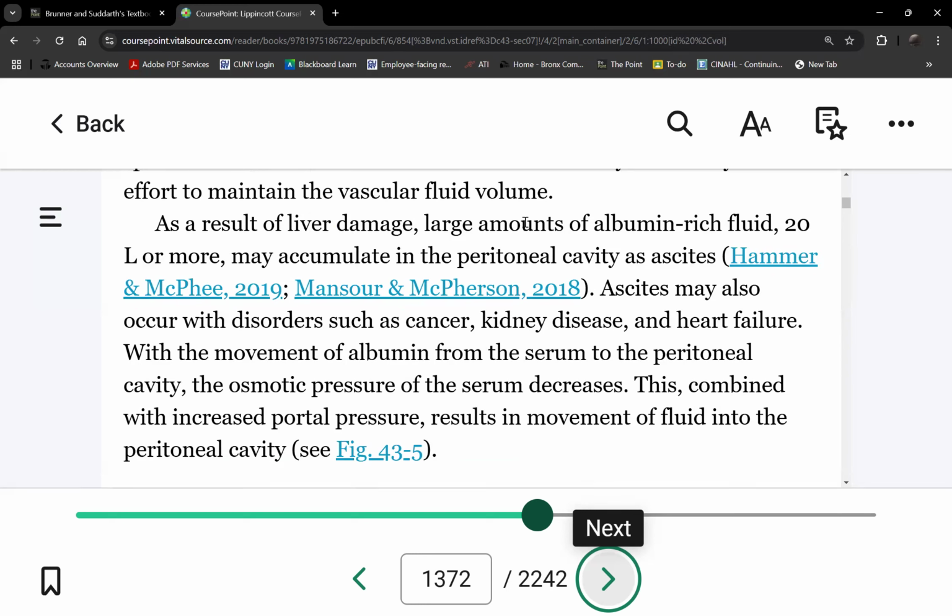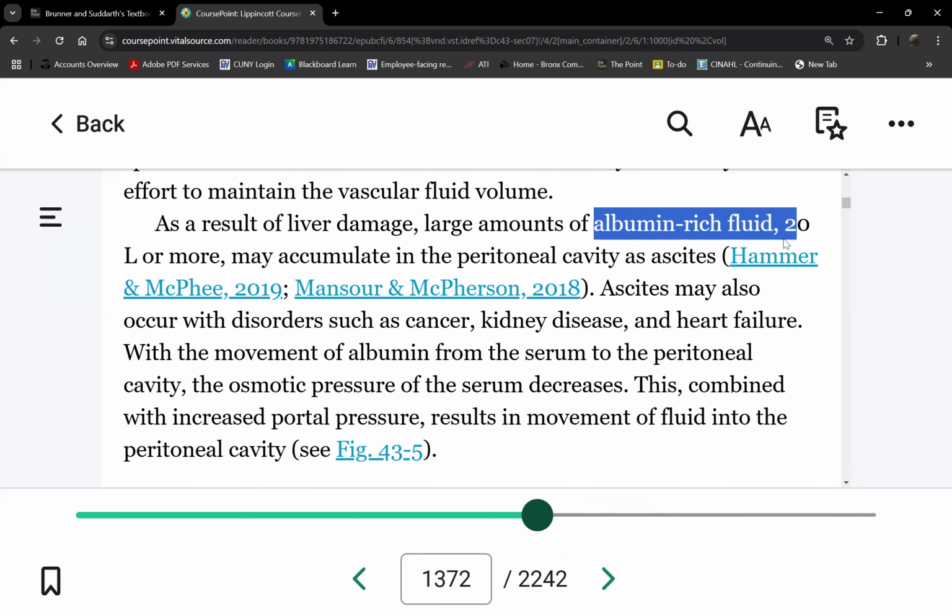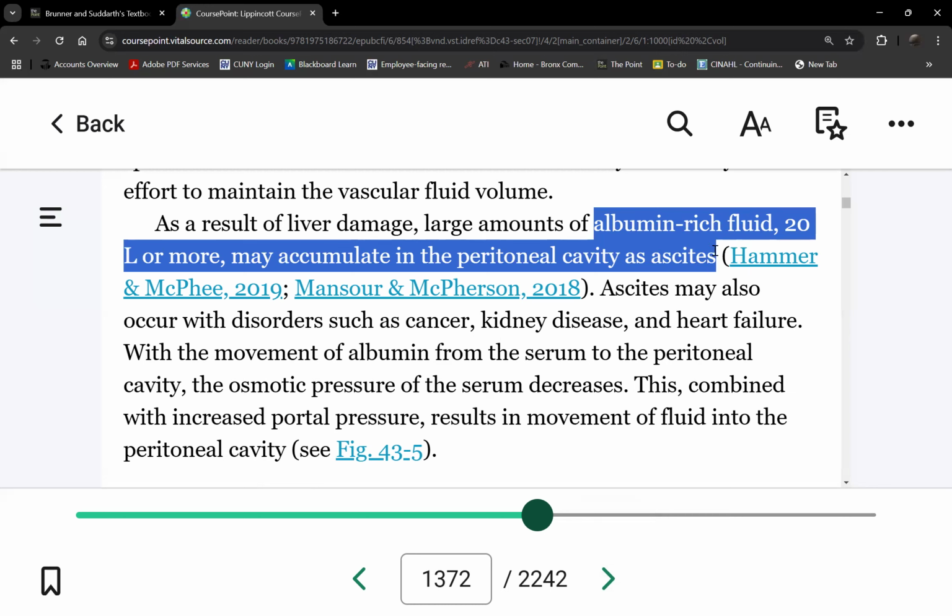So what's in this ascitic fluid? What does the fluid in the peritoneal cavity contain? It is actually mostly albumin. It's albumin rich. Yes, it's a lot of water, but there's a lot of albumin in it. That's why it's collecting there because of third spacing, because of the low albumin. It can reach 20 liters or even higher.